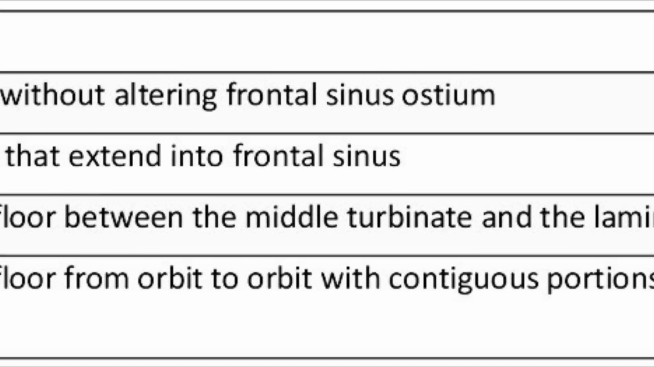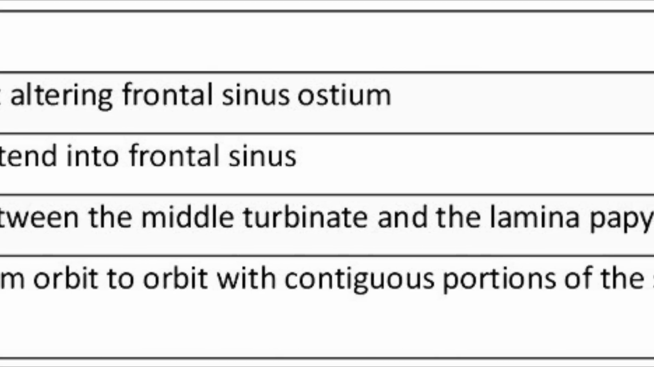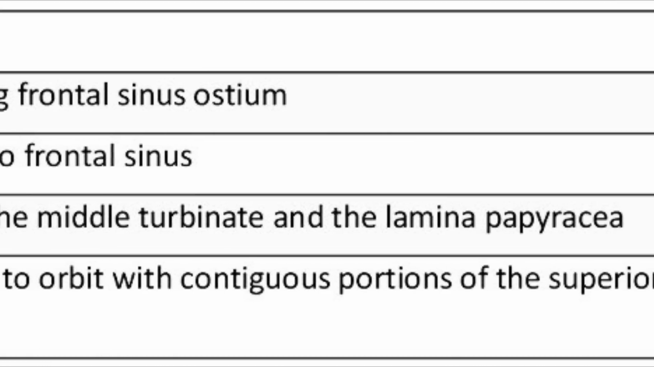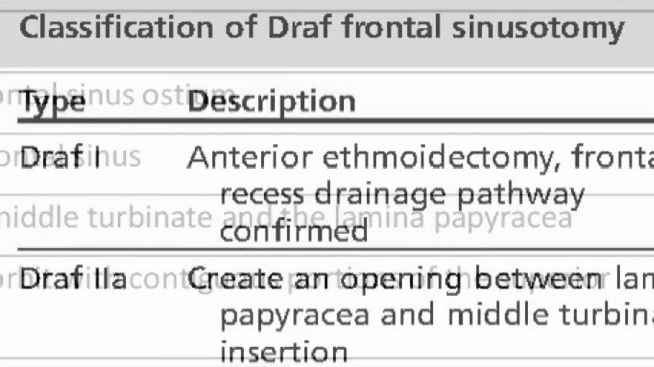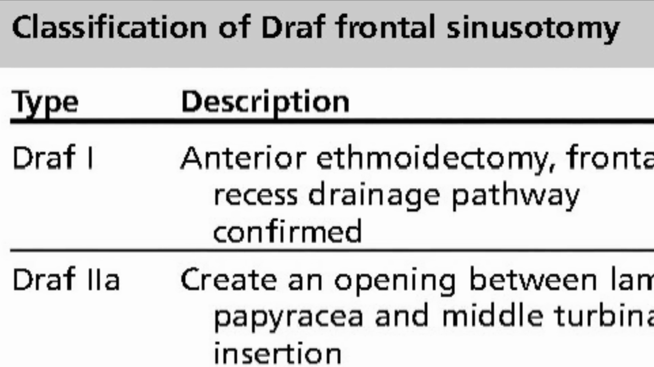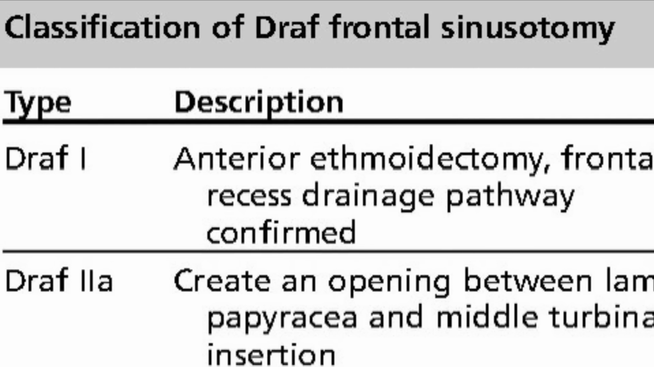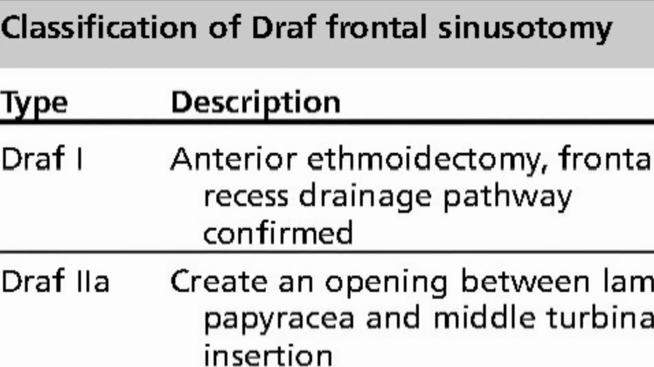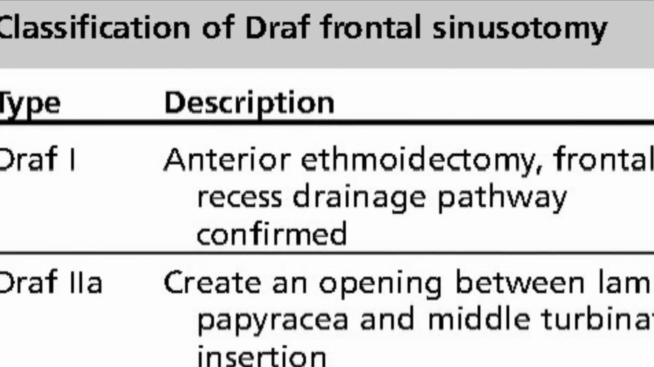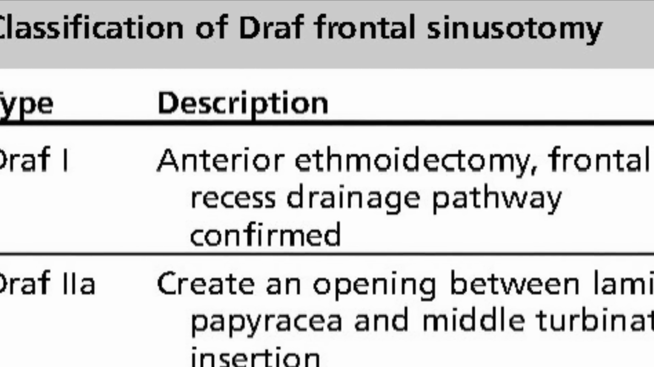Draf I is the least invasive and is often the starting point in managing frontal sinus disease. This procedure involves a complete ethmoidectomy in the region of the frontal recess. Essentially, it clears out the ethmoid cells around the frontal recess area, opening up the pathway to the frontal sinus. Indications for Draf I include less severe, localized disease or cases where initial drainage is sufficient. It's less risky but may not provide adequate drainage if disease extends further into the sinus.